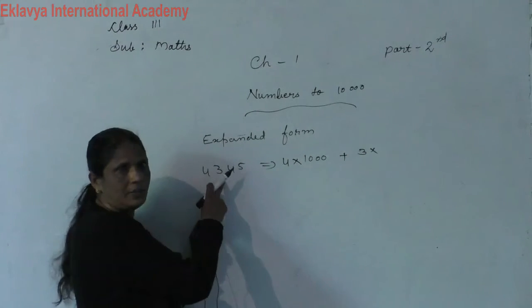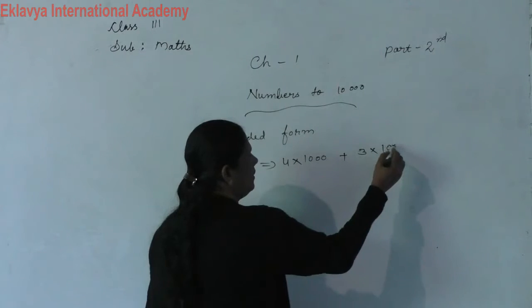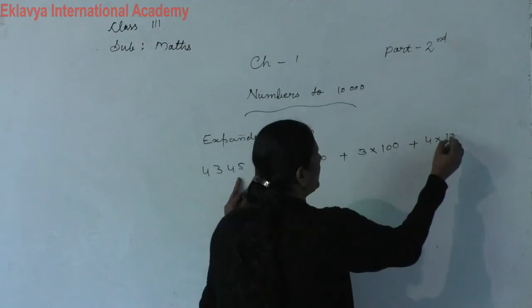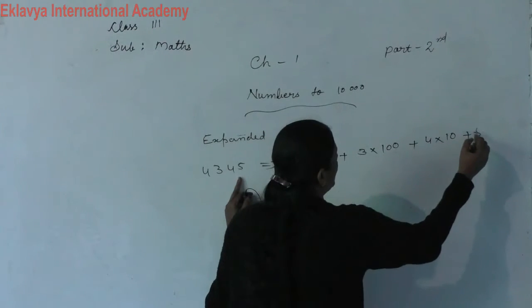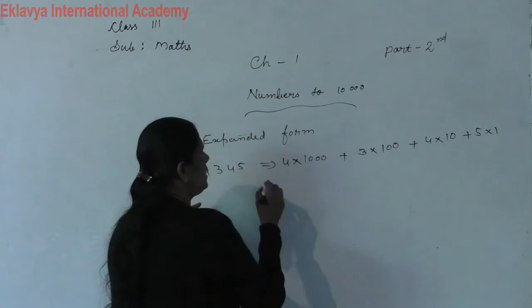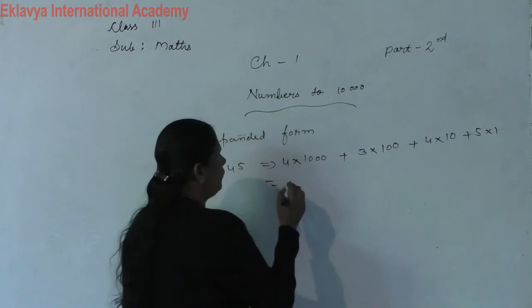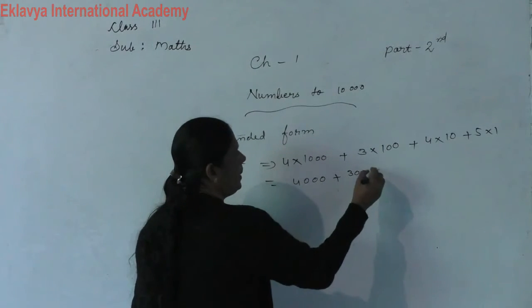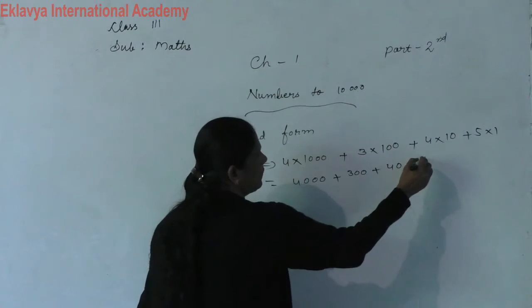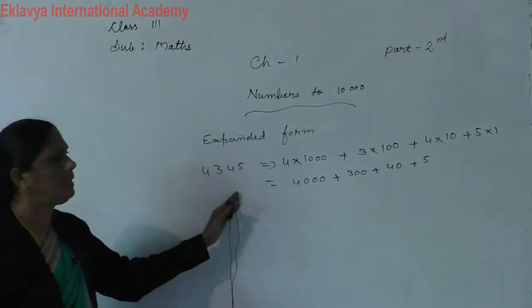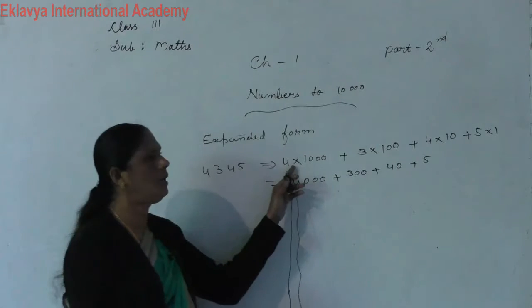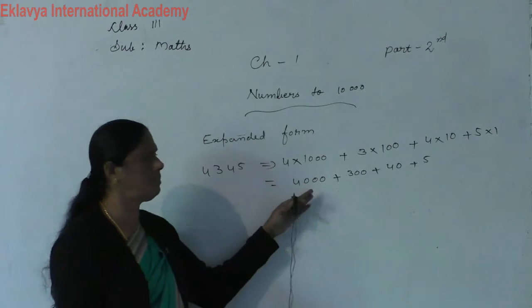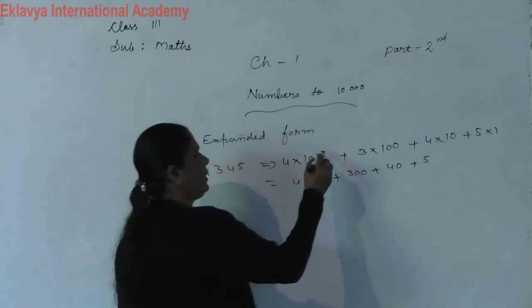multiply, which place does 3 sit in? 100. Then plus 4 multiply 10, plus 5 multiply 1. This is 4000 plus 300 plus 40 plus 5. This is the expanded form. This is the long method, and this is the short method. You also follow this method. In higher class you follow this method.